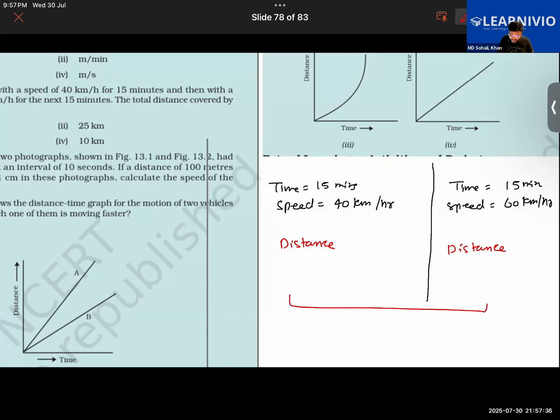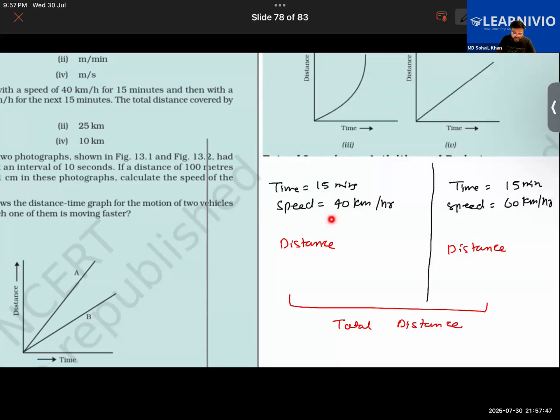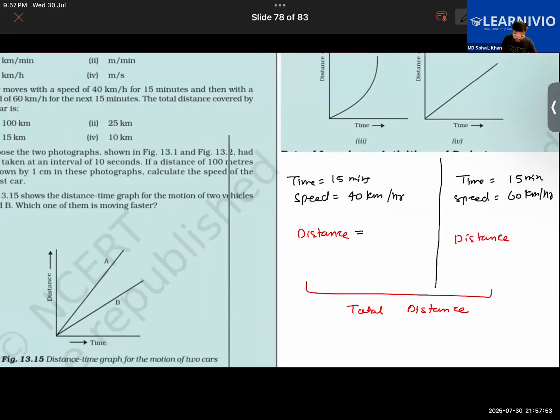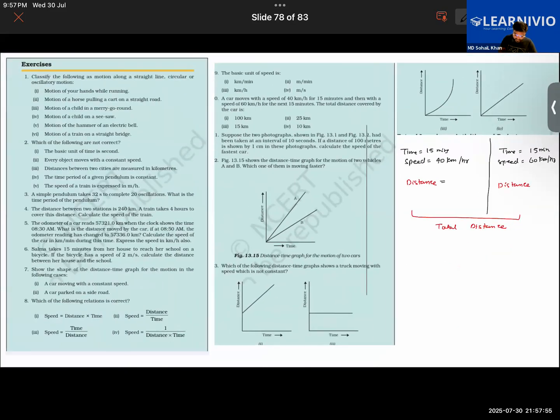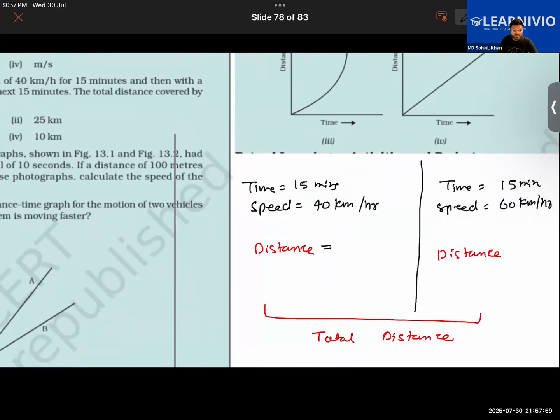When we add these two distances, will that not give you the total distance? Clear so far? Okay. When the speed of the car is 40 kilometers per hour and the time taken is 15 minutes, we will find out the distance. What's the formula to calculate the distance? Distance is equal to speed multiplied by time.